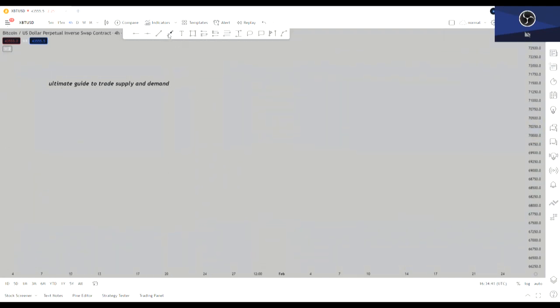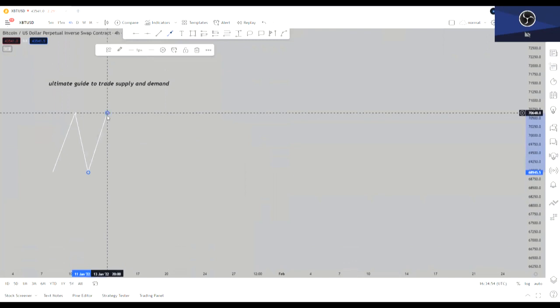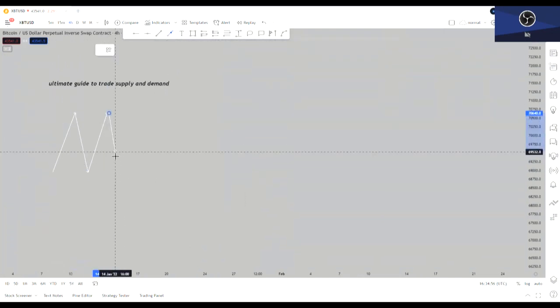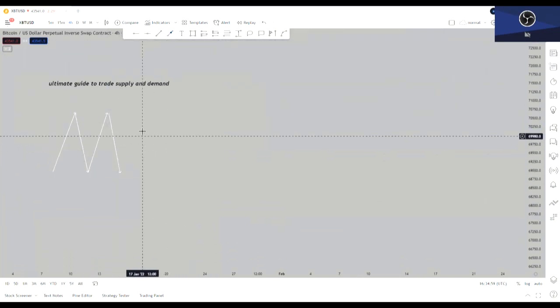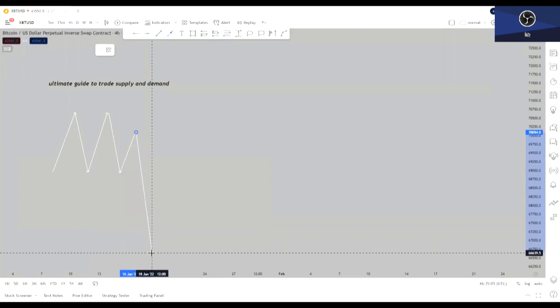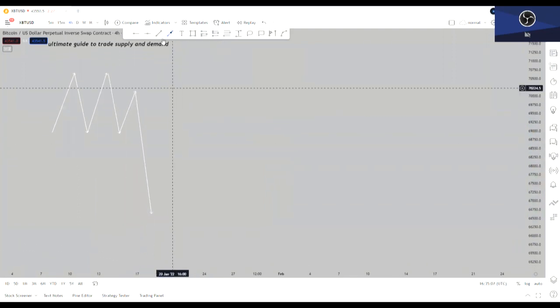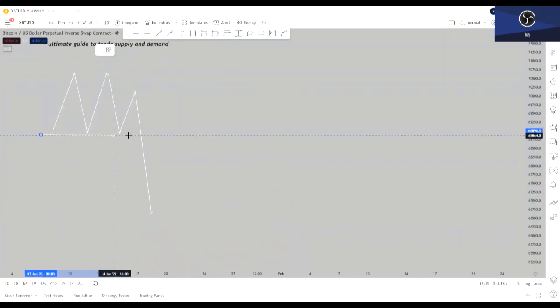Okay, so a supply zone is an area where we can see price previously has broken some market structure points. So let's say prices are going up and down, up and down, and at a certain point we see price going up for a bit and then breaking the previous lows. Okay, in this case, if you break the previous lows, this will be the supply area.